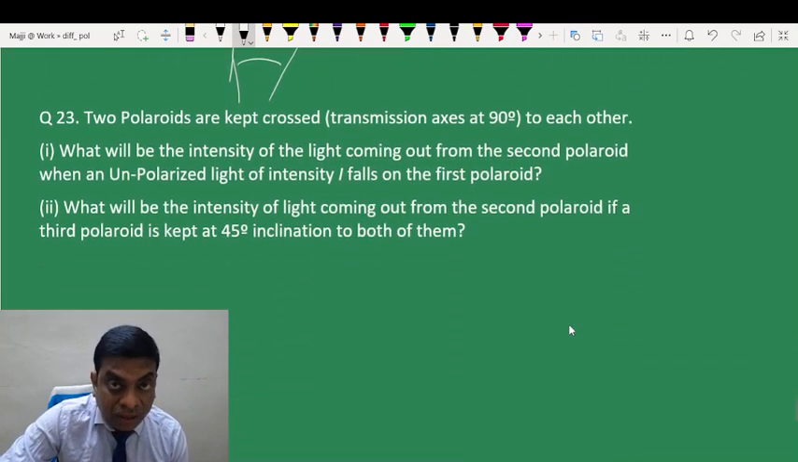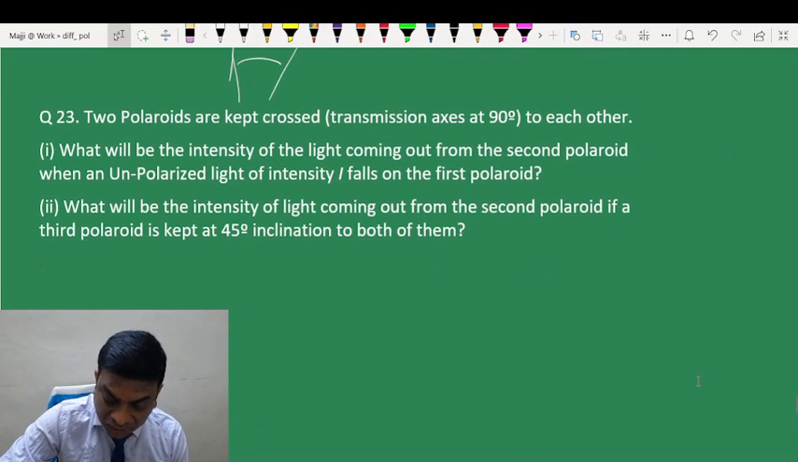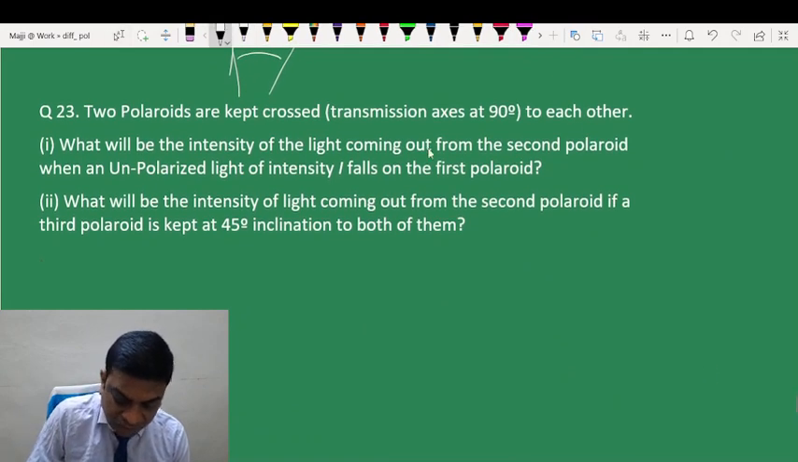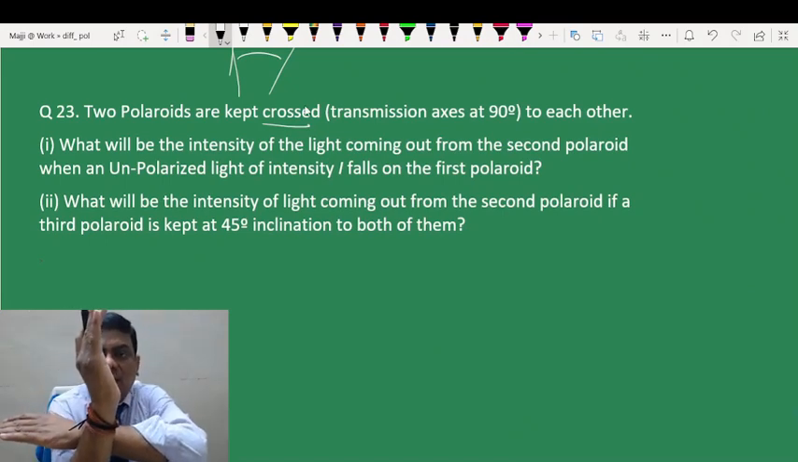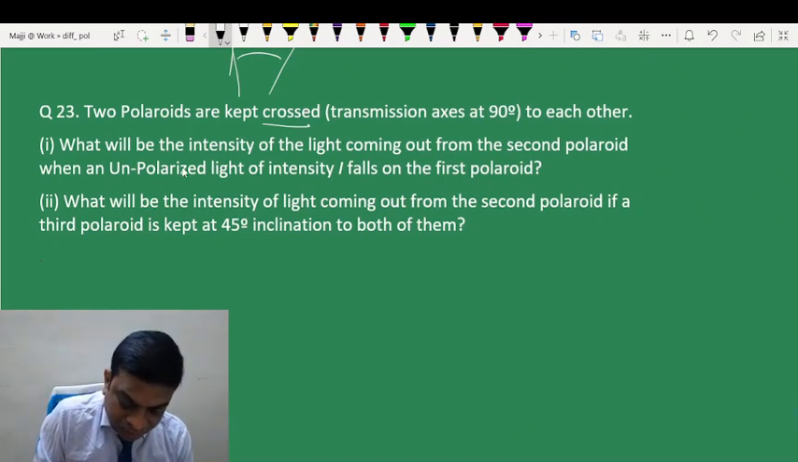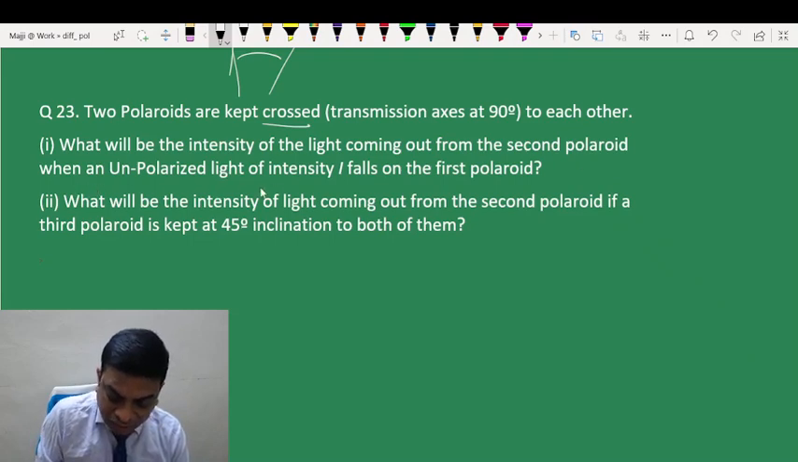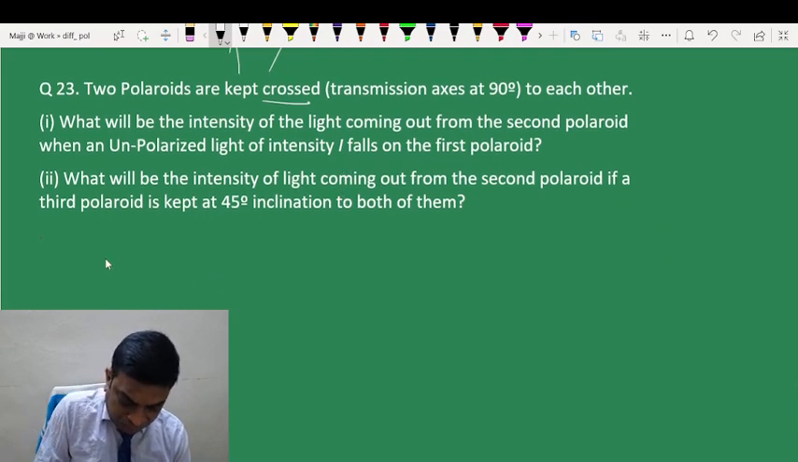Then coming to question 23, two polaroids are kept crossed, with transmission axes at 90 degrees to each other. Crossed means like this. The axes are at right angles to each other. What will be the intensity of the light coming out from the second polaroid when an unpolarized light of intensity I falls on the first polaroid? The answer is 0, students.